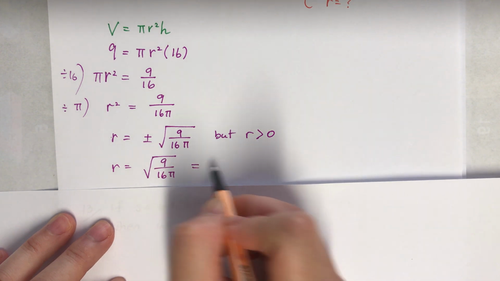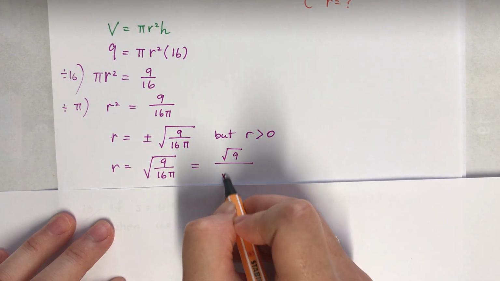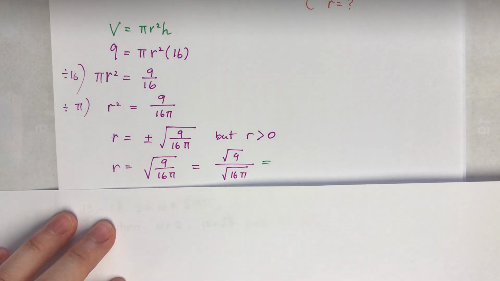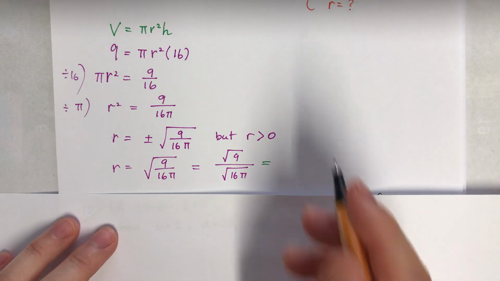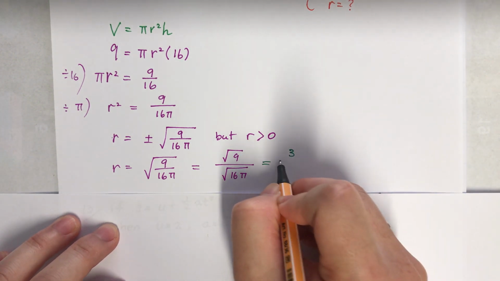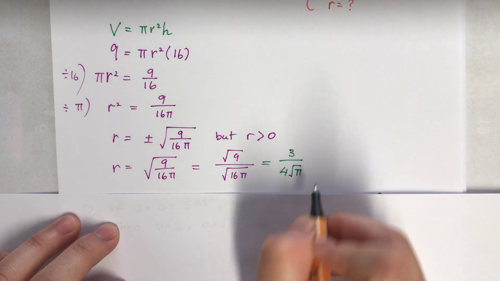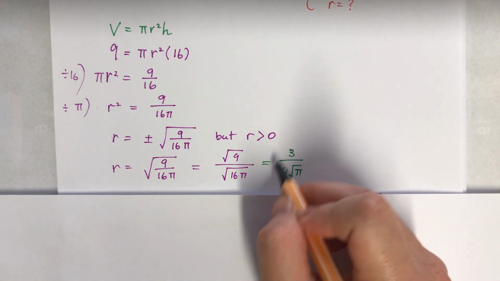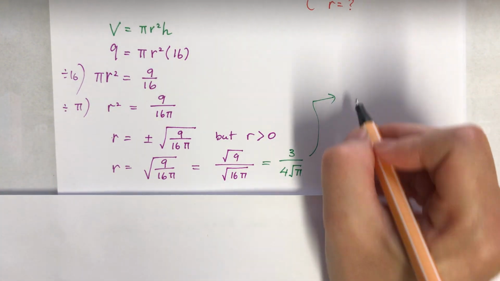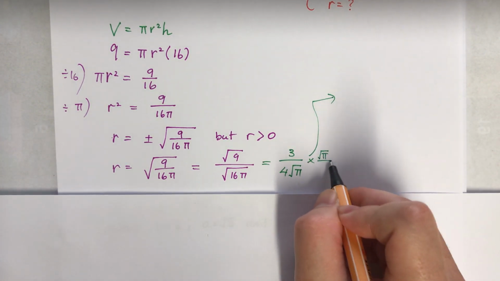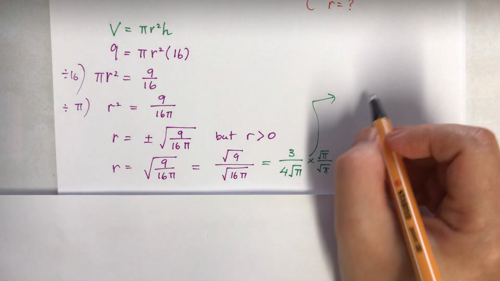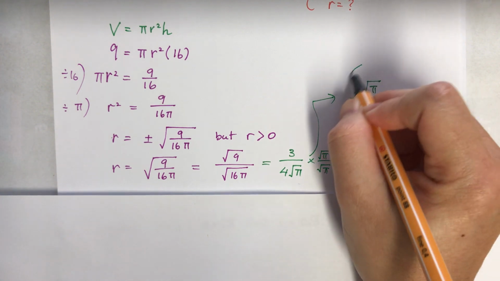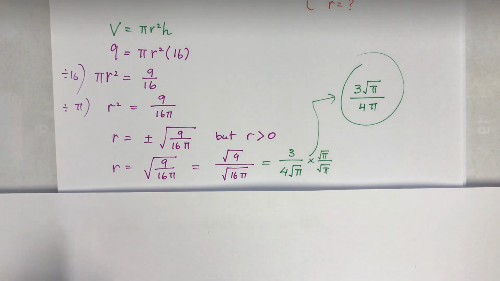Now, that really means 3 over 4 root pi. I don't like to put all the equal signs in one line, but I don't have space. So make sure you do that, and then it needs to be rationalized. So what I'm going to do is multiply root pi on both the top and the bottom. So I'm left with, so that's my answer, final answer.